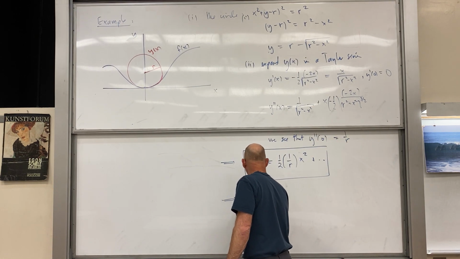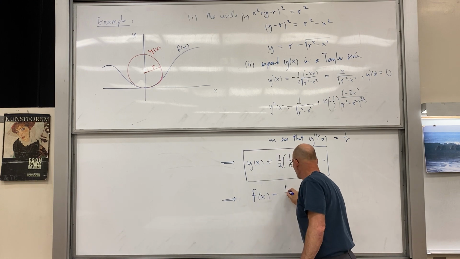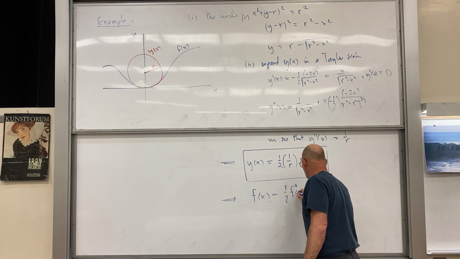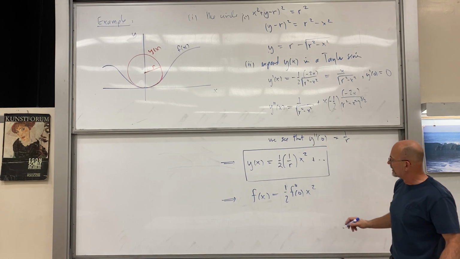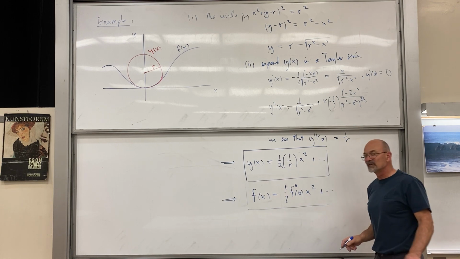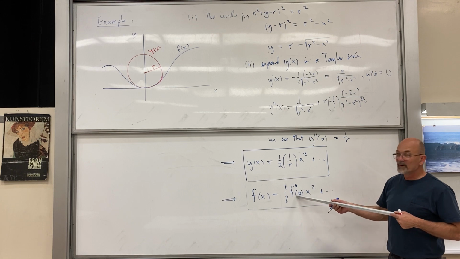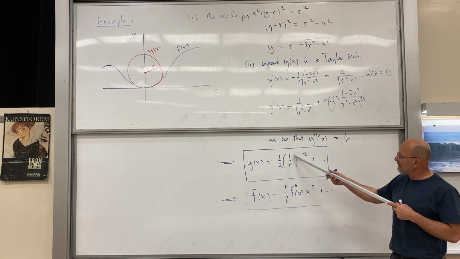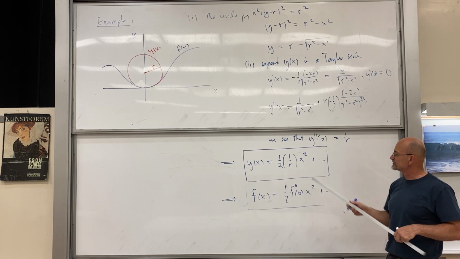And also we have our f of x, which is 1/2 f double prime of 0 x squared, simply because that's the Taylor series in general. So what do we learn? The second derivative at a local minimum gives us the curvature of that curve, the radius of curvature.